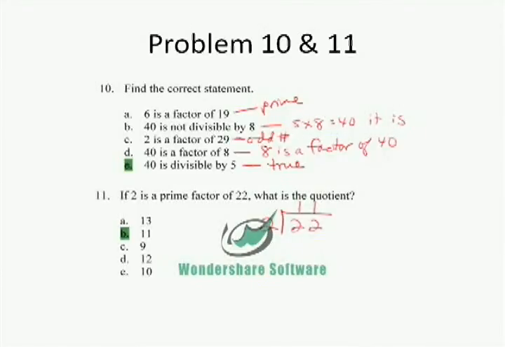So now the second part of that question says, what is the quotient? In other words, what is the answer of 2 into 22, or 22 divided by 2? Obviously, you can use your calculator with this, but hopefully you'll know your times tables well enough to know 2 times 11 is 22.